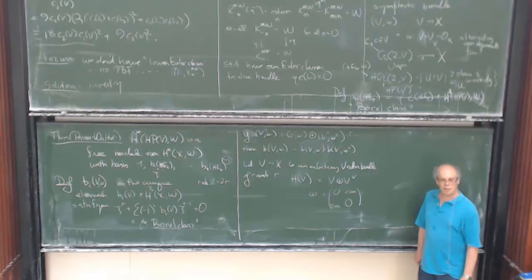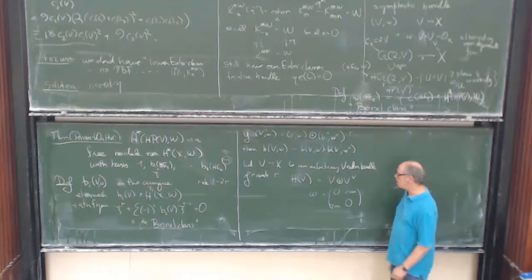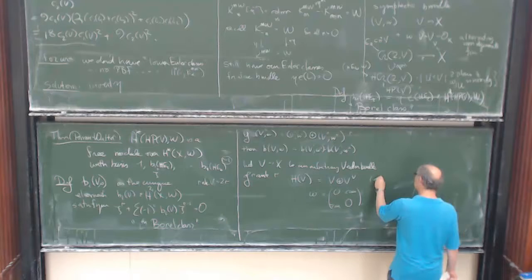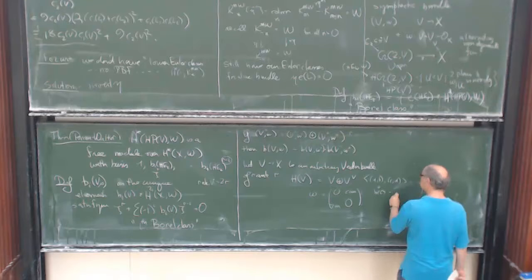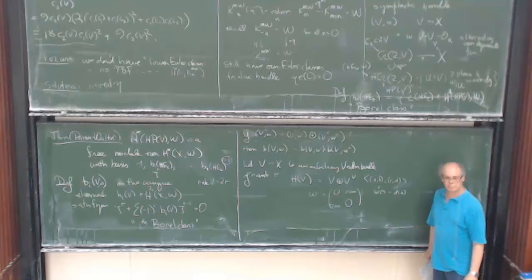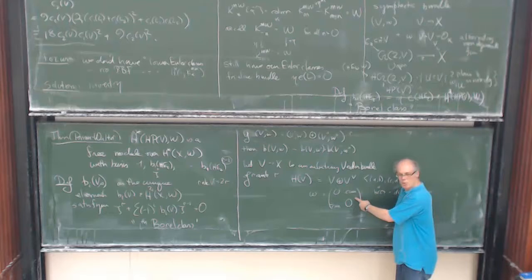No. It's not 1, it's 0. V pairs with V by 0. In other words, if I have AB paired with CD, this is equal to B on C minus D on A. That's the definition. Are you asking about this matrix? I don't know what you're asking. This is correct. And this is the formula. So we can discuss it afterwards.